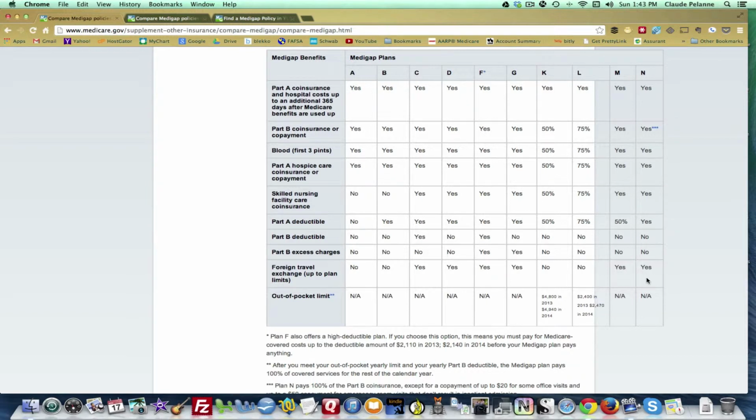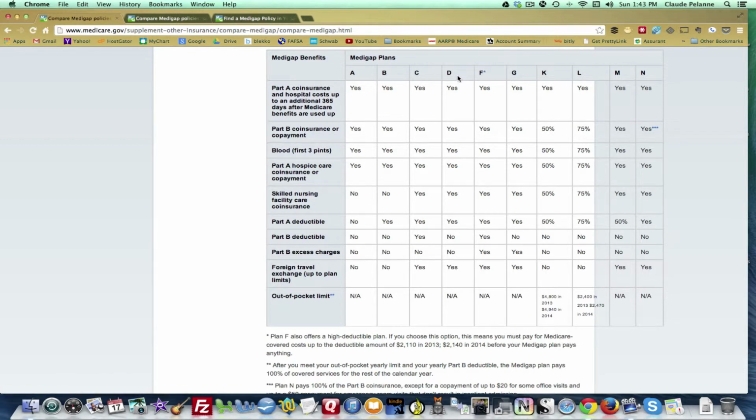Now, once you get a handle on what covers what, the trick here is to find out what it costs. Clearly, the more coverage you get, the more you have to pay. So Plan F covers everything. It is the only plan that covers everything. All 10 benefits. That is the most expensive plan to buy.